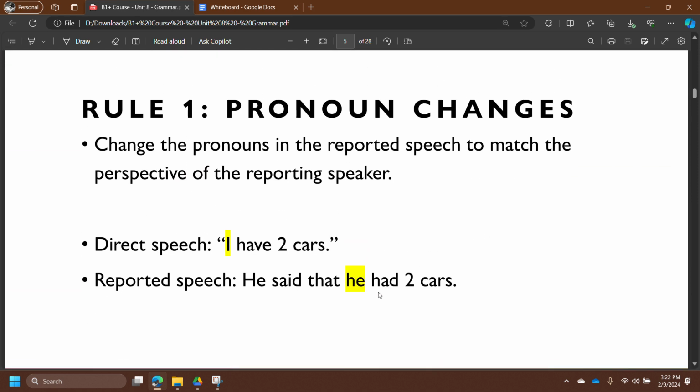And we have some rules. Rule number 1, pronoun changes. So what does that tell you? Let's talk about it. Change the pronouns in the reported speech to match the perspective of the reporting speaker. For example, in the direct speech, if the person says, I have 2 cars, in the reported speech you will say he said that he had 2 cars. So I changes to he, hence the rule pronoun changes.